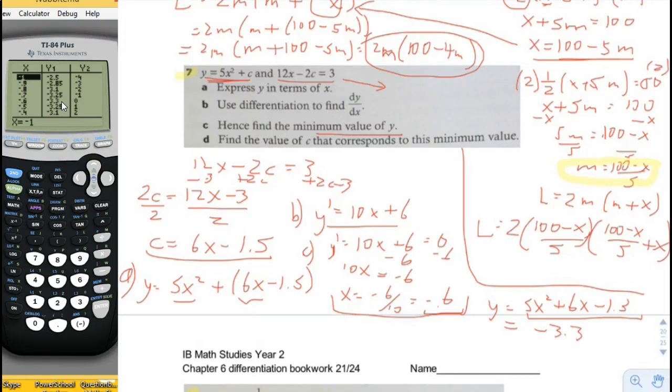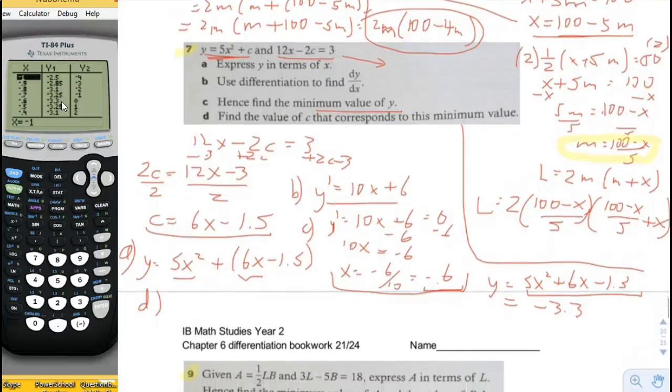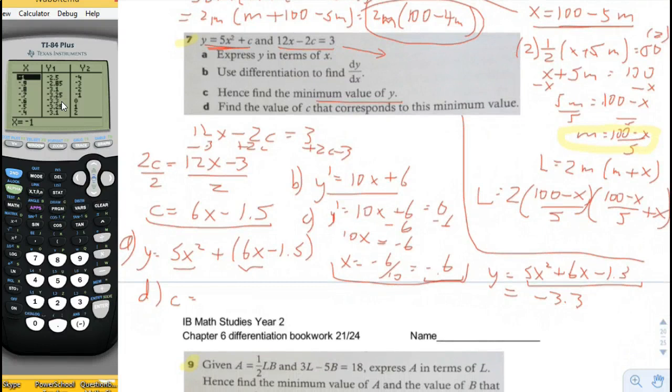Okay, that was C. Now finally D, the last part. Find the value of c that corresponds to this minimum value. Okay, let's see. We know that c is equal to 6x minus 1.5. So if x equals negative 0.6, then this would be 6 times negative 0.6 minus 1.5, which is equal to negative 3.6 minus 1.5, which is negative 5.1. Okay? And that's it for this section.